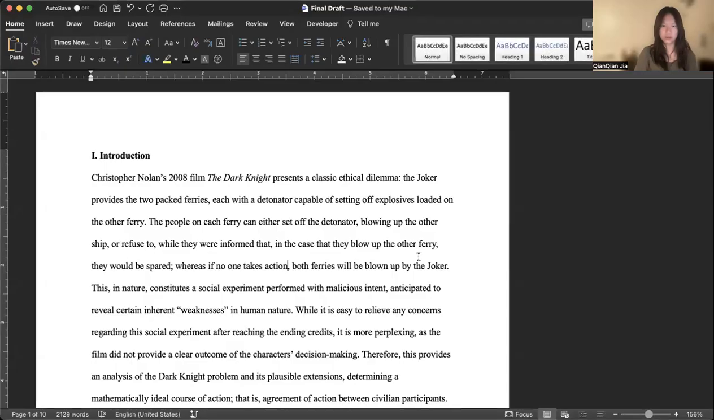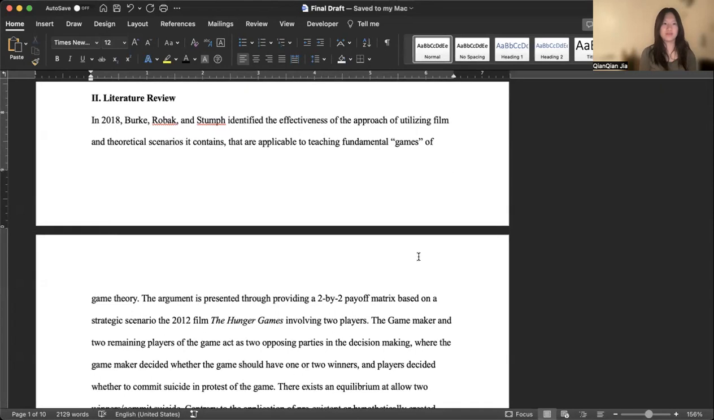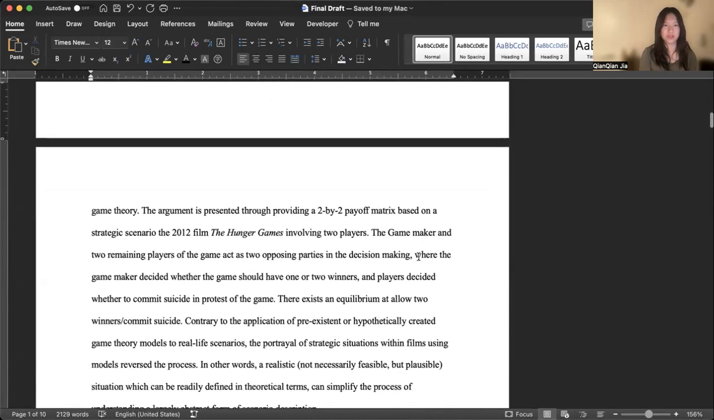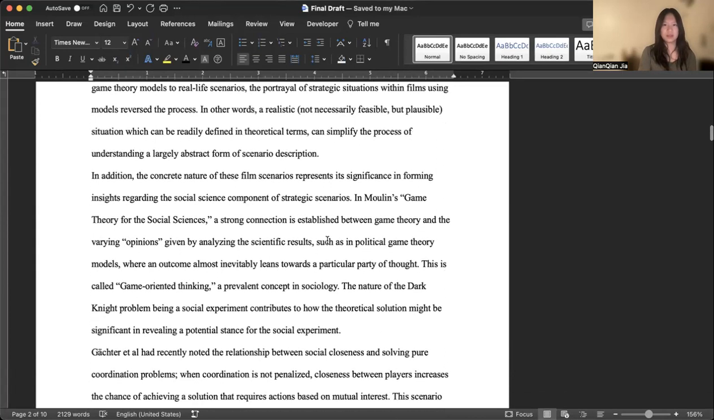And so here is the draft that I have of my paper. You can see the introduction. For the literature review, I investigated some previous papers which involve concepts mentioned in mine. For example, the first paper provided a payoff matrix that is based on the Hunger Games, and the aspects of social experiment and of the moral nature of my game theory scenario can also be seen in this book, Game Theory for the Social Sciences, where a connection between game theory and opinions and politics is given.